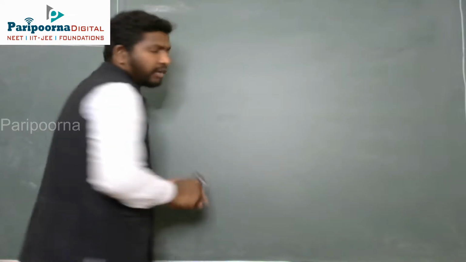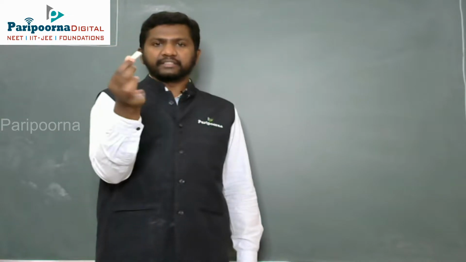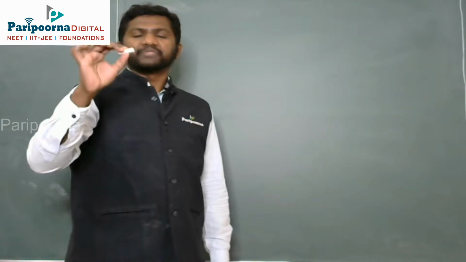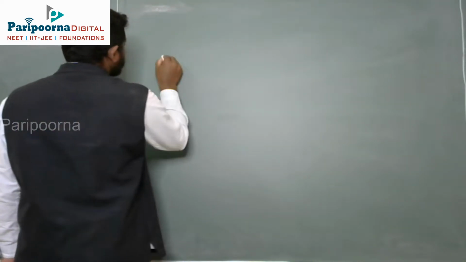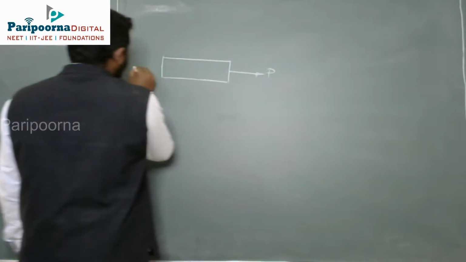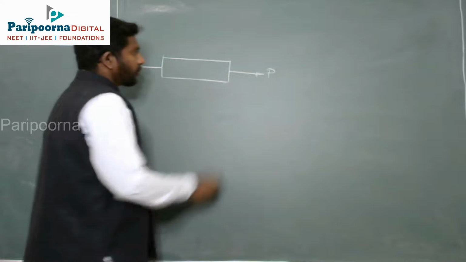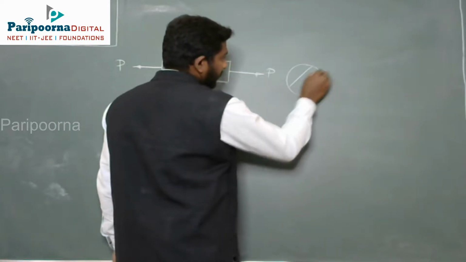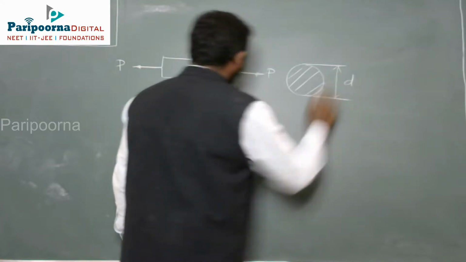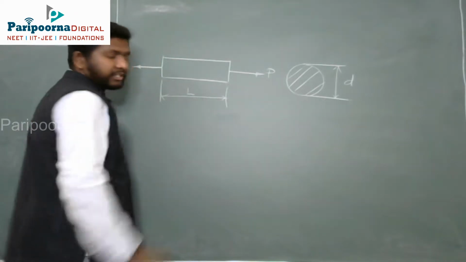Let us take one material, a cylindrical component. Say this chalk piece is cylindrical in nature. It is three dimensional in nature. Let us take one metal cylindrical component like this, and it is subjected to tensile loading. I already told you what tensile load is, two equal and opposite pulls. This cylindrical component has a circular cross section, and the diameter of this cylindrical component is D, and the length of this component is L. So this is the original length of the component.